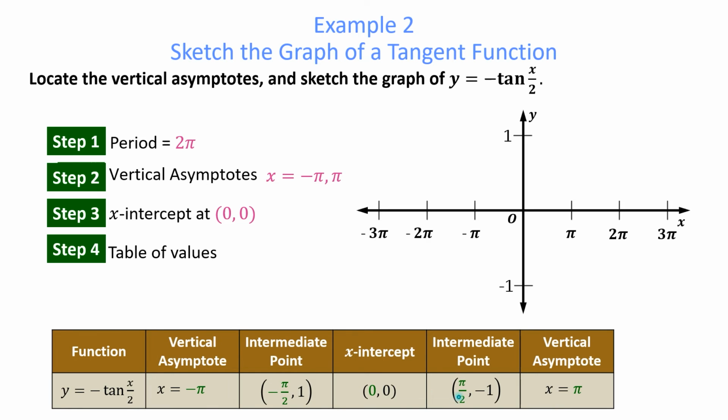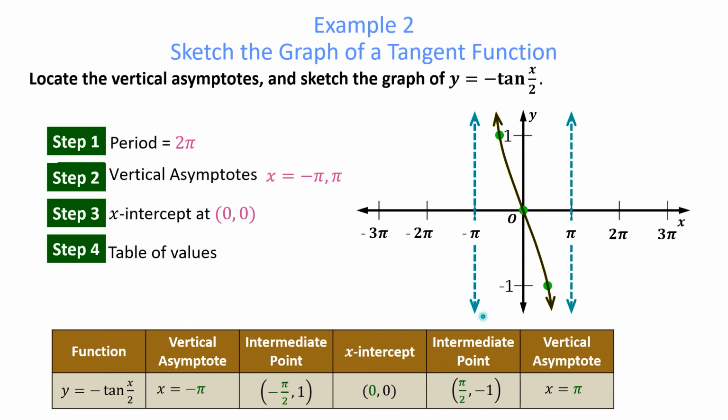So we have x equals minus pi as being the first vertical asymptote, then x equals pi, which is another vertical asymptote over here. We can simply plot these 3 points in like so, and then draw a nice smooth curve going through these 3 points like so. So this gives us one cycle of this tangent function here.